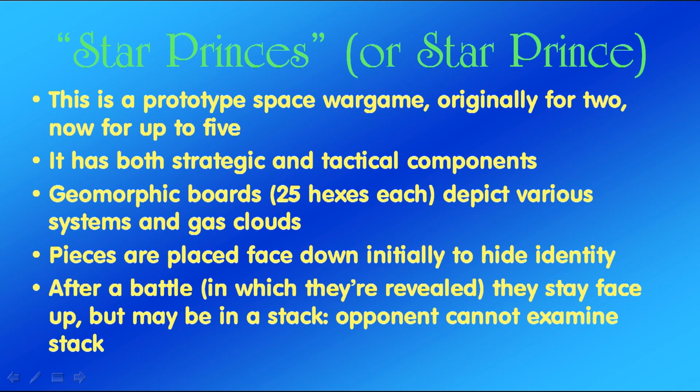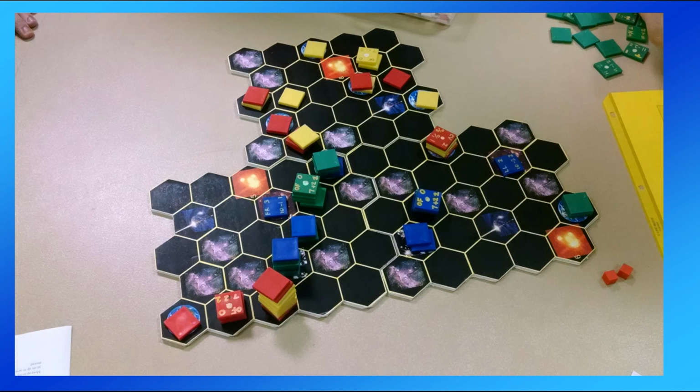There's a geomorphic board, I'll show you an illustration in a minute, of 25 hexes each, and you can fit 2, 3, 4 of these together in various arrangements, and each one depicts various star systems and gas clouds and black holes. Players place their pieces face down initially to hide their identity, and they stay face down until they engage in a battle or until they move more than 1 hex. Even after they're face up, they're in a stack, and the opponent can only see the first piece in the stack. The opponent can't examine the stack.